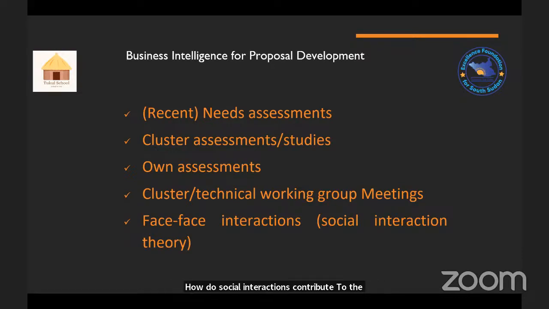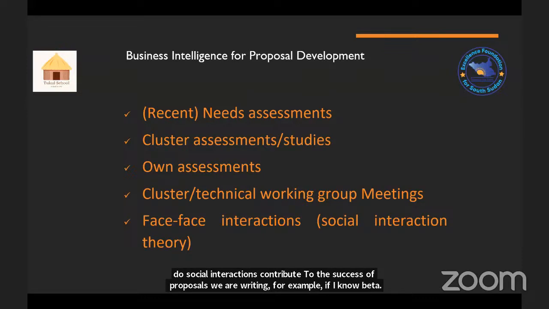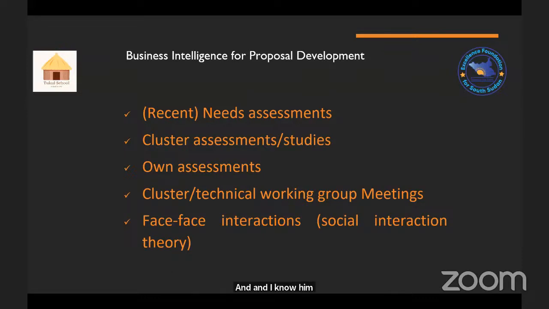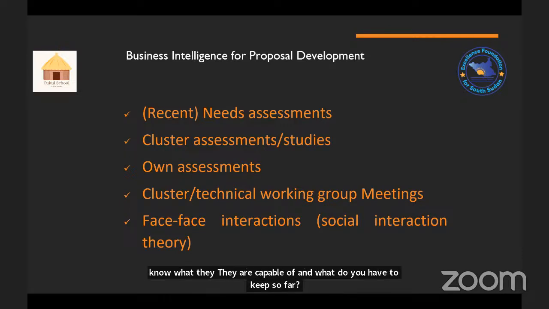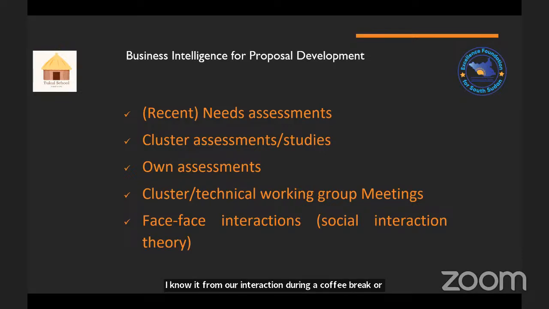For example, if I know Bida and I know him from, let's say he works for this organization, and I know what they do, and then I know what they are capable of and what they have achieved so far. I know it from our interaction during a coffee break, or maybe during our coffee meeting, or we went hiking and we're talking about what they do. And he writes a proposal to me. For me, it would most likely make sense to see a proposal coming from someone I already know, I have a face to, than a proposal coming from someone I have not interacted with.